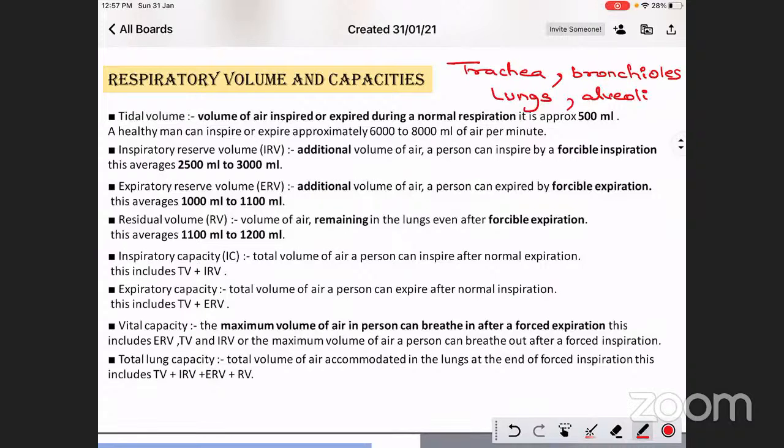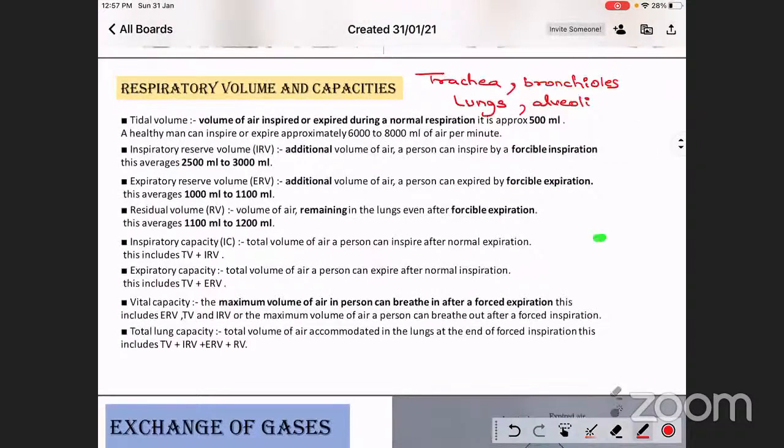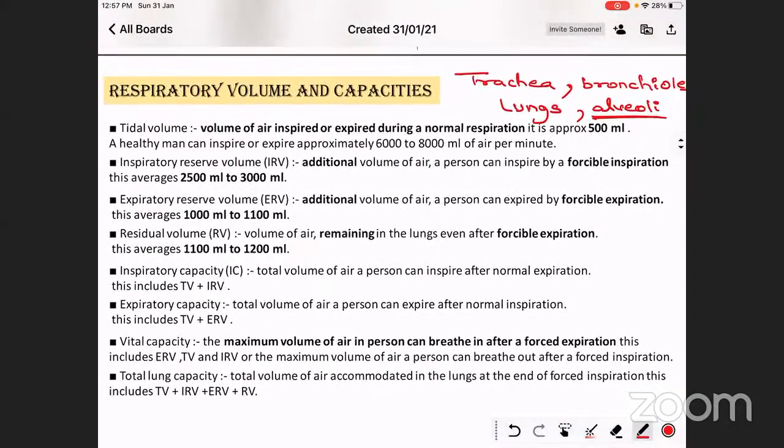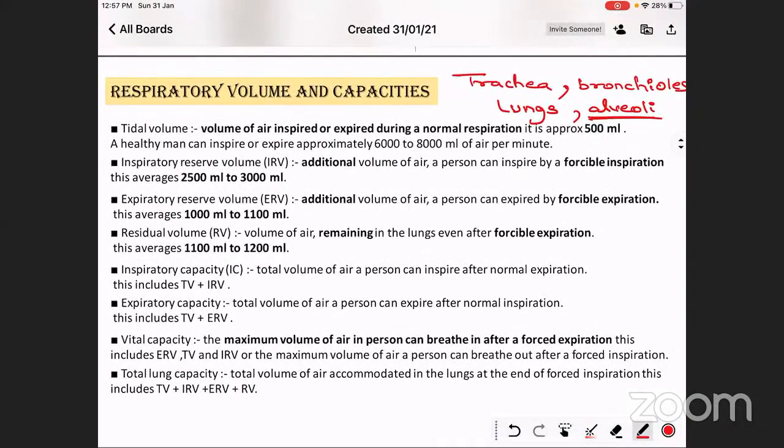Why? Because trachea and bronchioles are tube structures. So we know that air is going to be filled inside these tubes, then only it can reach up to the alveoli, that is a sac-like structure, or we can say bag-like structure. Alveoli is a sac or bag-like structure, so we can fill air there also. So that is the reason we are discussing the volumes, that how much volume we can fill.